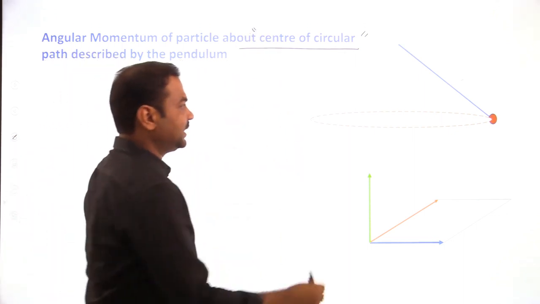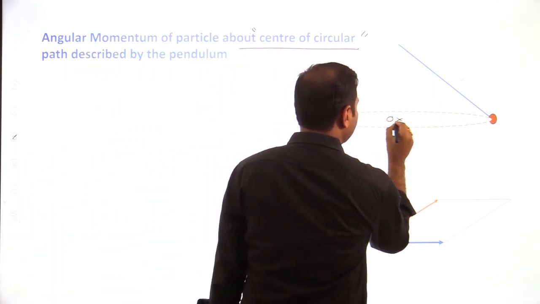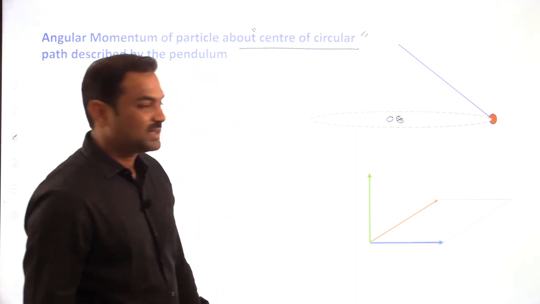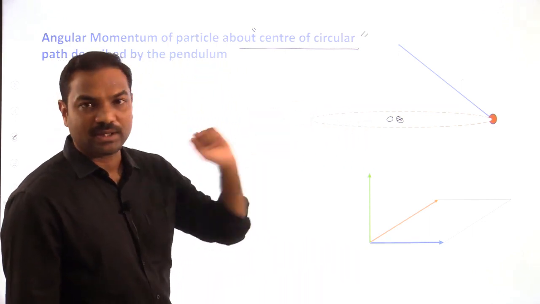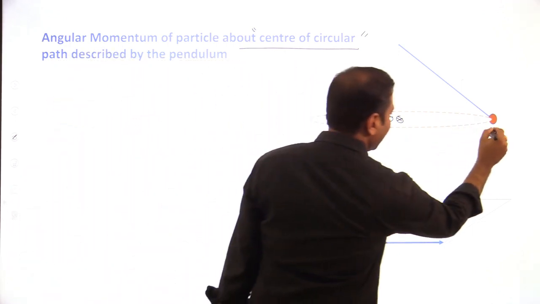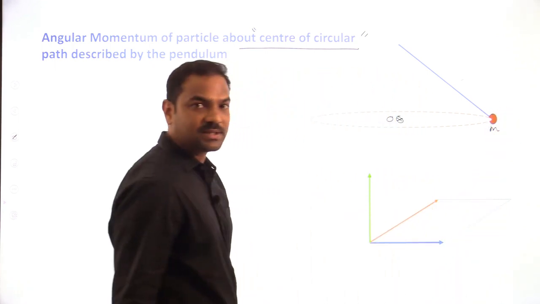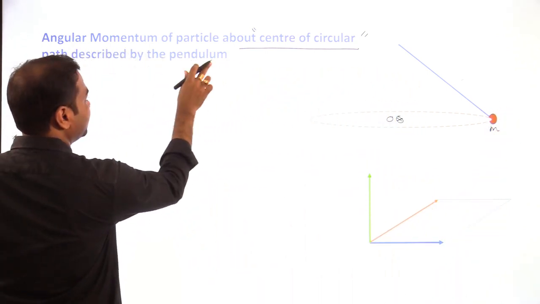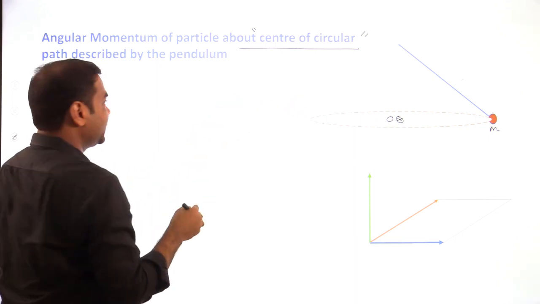Okay, so if I take this point, O is the center of the circular path traveled by the particle, understood? Now I want to find the angular momentum of the particle. The particle's mass is m, and I require the angular momentum of the particle about point O.